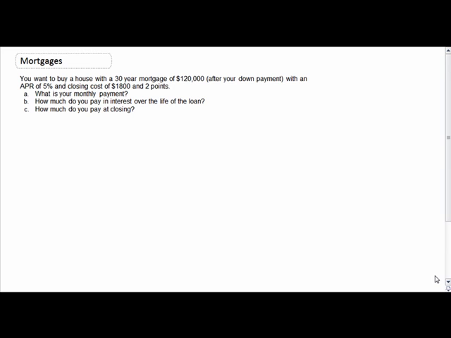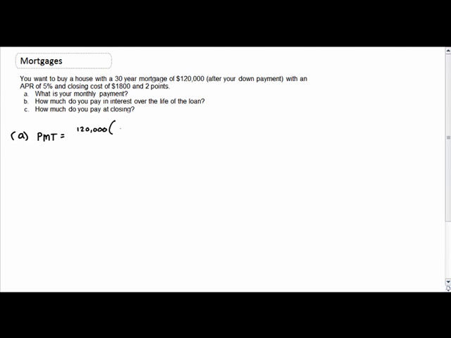Okay, so we have a mortgage problem here. So let's go ahead and get started on that. So A here, what is your monthly payment? So I'm going to use the loan payment formula. And how much do I want to borrow?